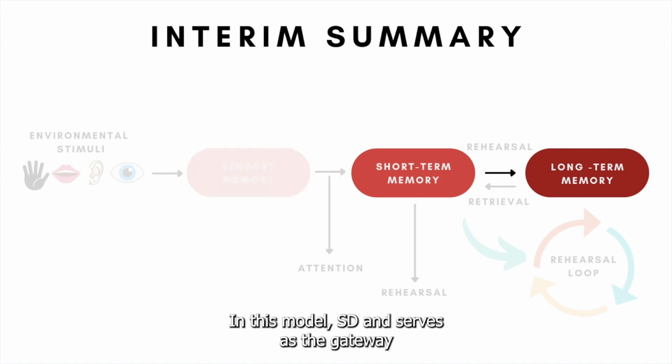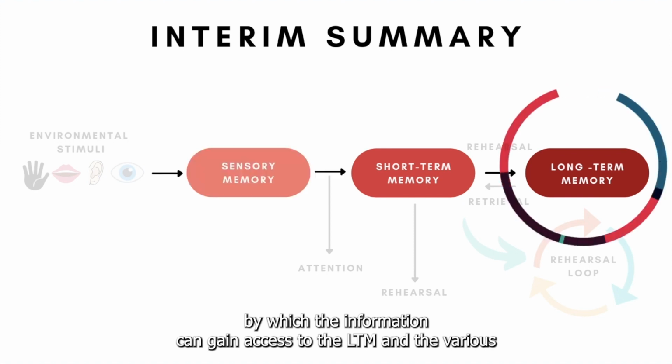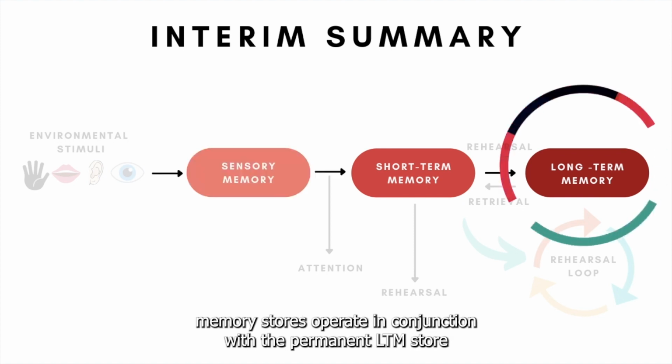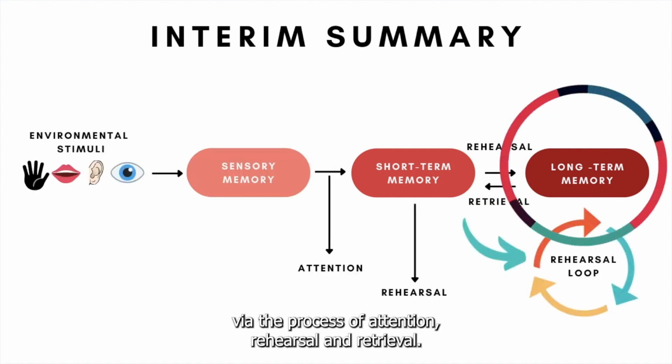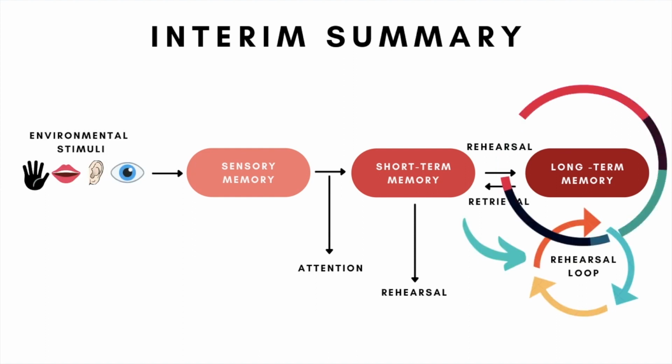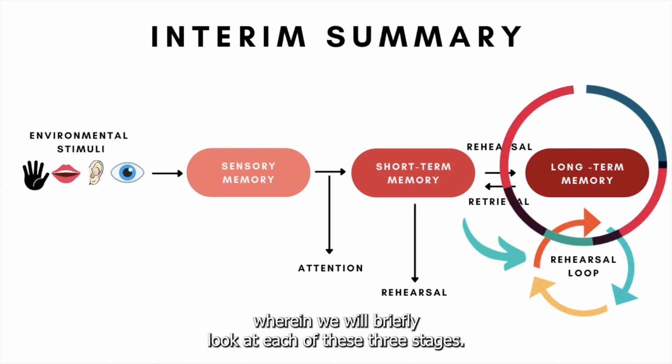In this model, STM serves as the gateway through which the information can access the LTM, and the various memory stores operate in conjunction with the permanent LTM stores via the processes of attention, rehearsal and retrieval. Now let's move on to the next section, wherein we will briefly look at each of the 3 stages.